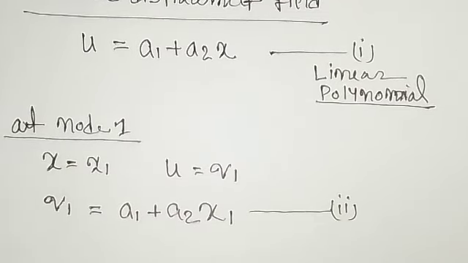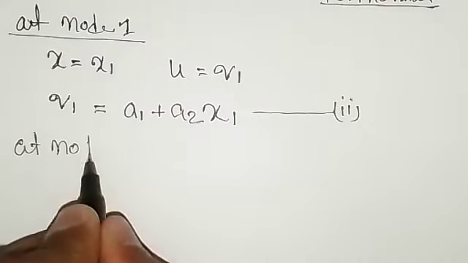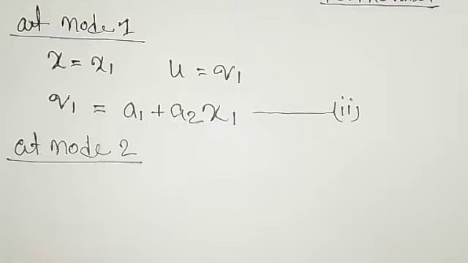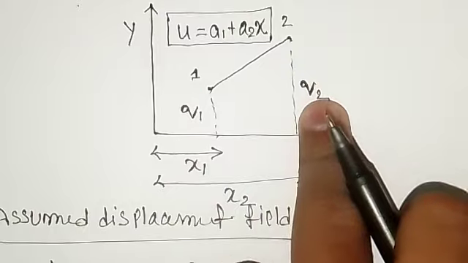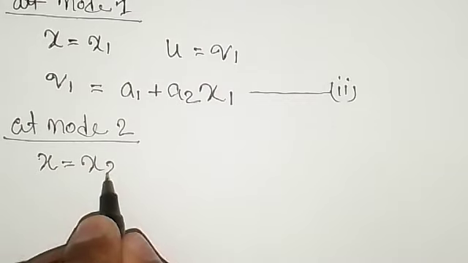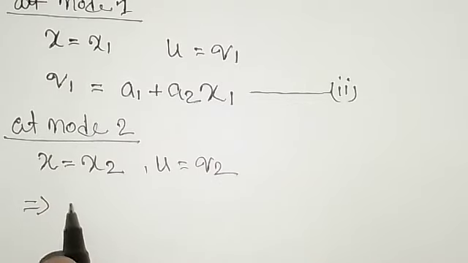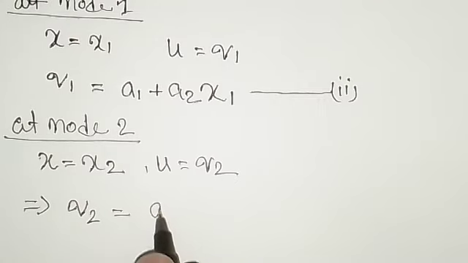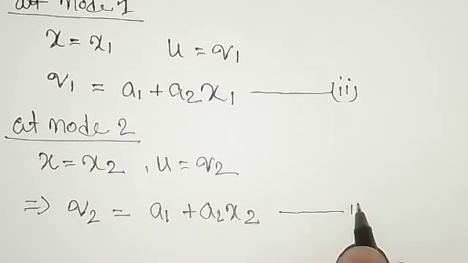Okay, now further we'll move to node 2. At node 2, again, when x is equal to x2, u is equal to q2. This is node 2, right? So at node 2, x is equal to x2 and u is equal to q2. All right. So u is equal to a1 plus a2 x. So u becomes q2, a1 will be as it is plus a2 x2. This is equation 3.